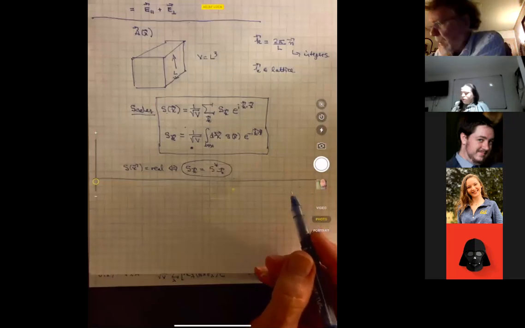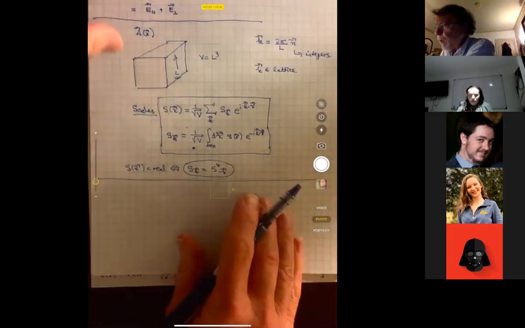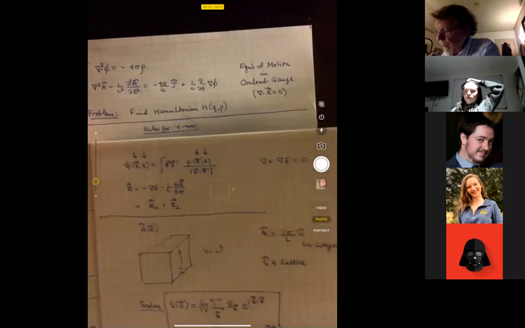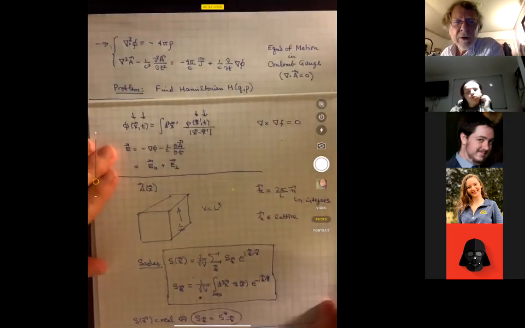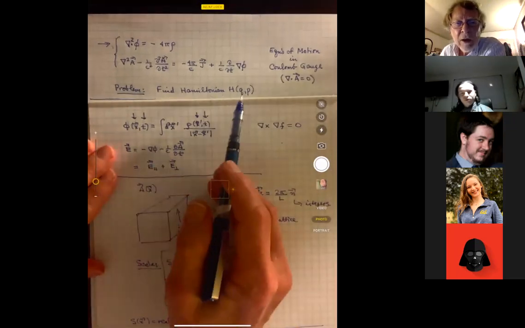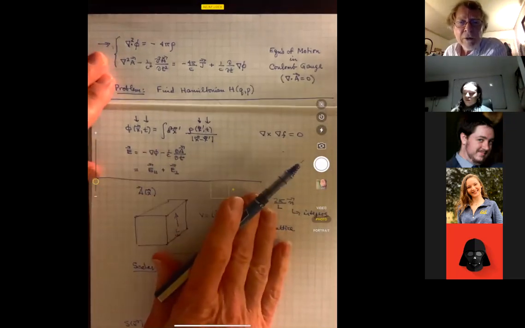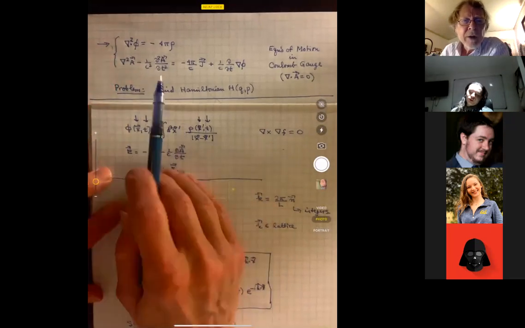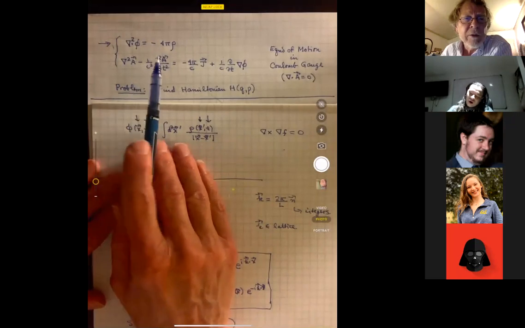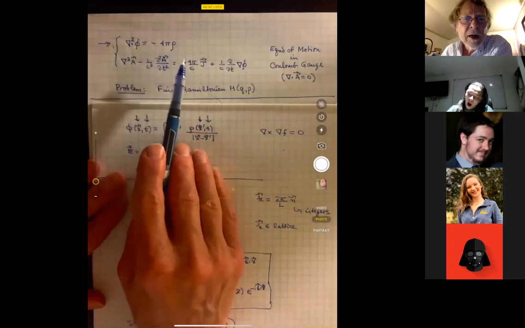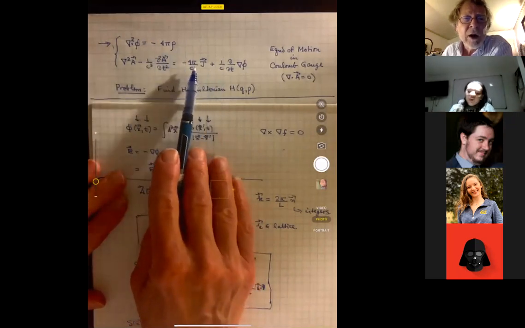Now, to proceed, let's return to the program that we started with. The program we started with is that we're interested in finding the field Hamiltonian to describe the electromagnetic field. And we're going to do this in two phases. The first phase is one in which we take the free field, in which the charge density rho and the current density J are equal to 0.